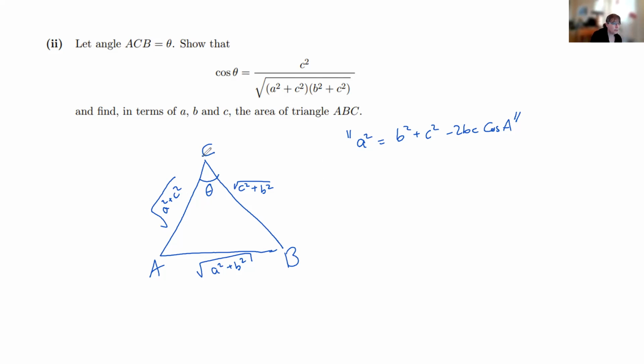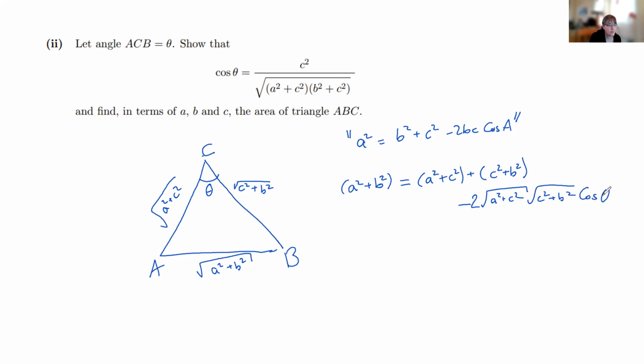So applying the cosine rule to this triangle, we're going to have this angle here. So we're going to take the square of this side. So we've got (A squared plus B squared). These brackets are not necessary, but I'm just going to put them in there to make it look a bit neater. So that's this length, and that equals this length squared plus this length squared. So we've got A squared plus C squared plus C squared plus B squared minus, I'm starting to run out of room, so I'm just going to shift down a bit, 2 square root of A squared plus C squared, square root of C squared plus B squared cos theta.